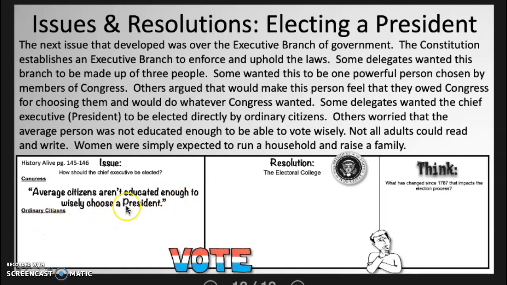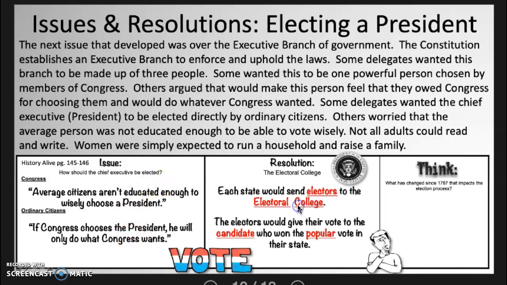The truth is, in 1790, there were very few educated people. Most Americans were farmers and often didn't go to school at all, and if they did, it would only be through 5th or 6th grade. So the concern was that the Americans of the time weren't educated enough. On the flip side, there were those delegates who thought, well, if the Congress chooses the president, so the representatives from each state get to choose the executive, then the executive will only do what Congress wants to, as kind of a return of the favor, so to speak.